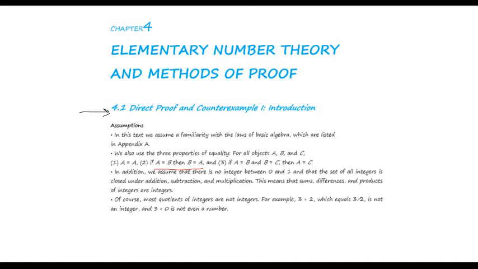In addition, we assume that there is no integer between 0 and 1, and that the set of all integers is closed under addition, subtraction, and multiplication. That means sums, differences, and products of integers are also integers. So these are some basic assumptions. And the last assumption is most quotients of integers are not integers. This is obvious. For example, 3 divided by 2, which is equal to 3 over 2, is not an integer, and 3 divided by 0 is not even a number.